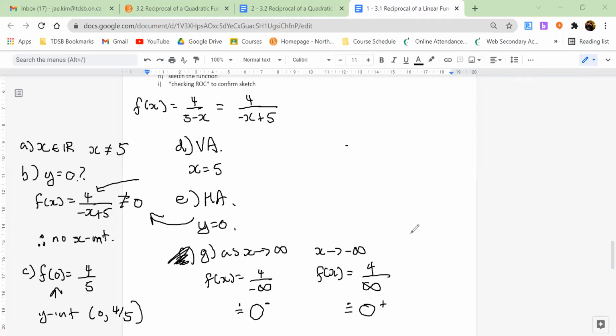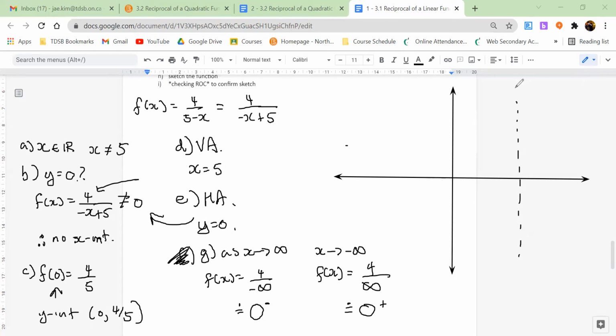You could test the behavior close to the vertical asymptote as well, but I'm just going to move on. We have x can't be equal to 5, so it should be somewhere here. That's x equals 5. That's where the vertical asymptote is. The y value, so the y-intercept is 0, 4 over 5. That's 4 over 5. Vertical asymptote is here. Horizontal asymptote, we still have one here.